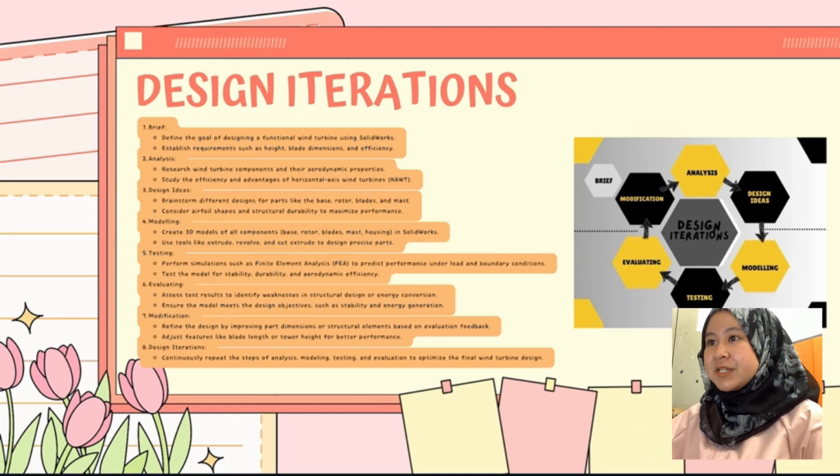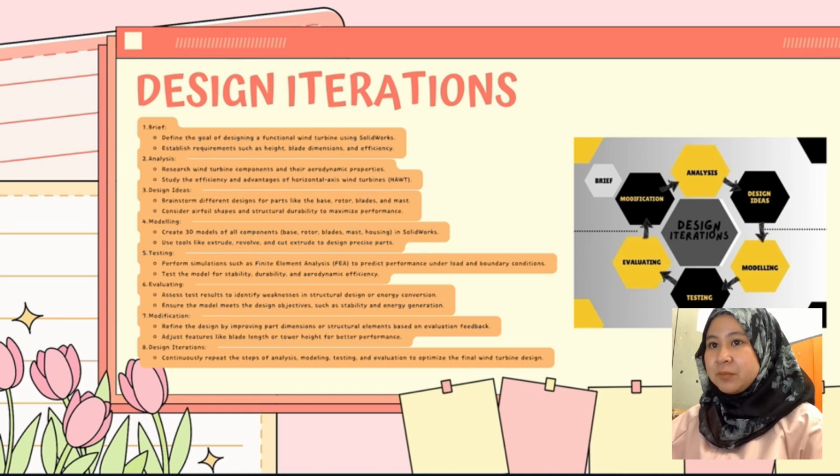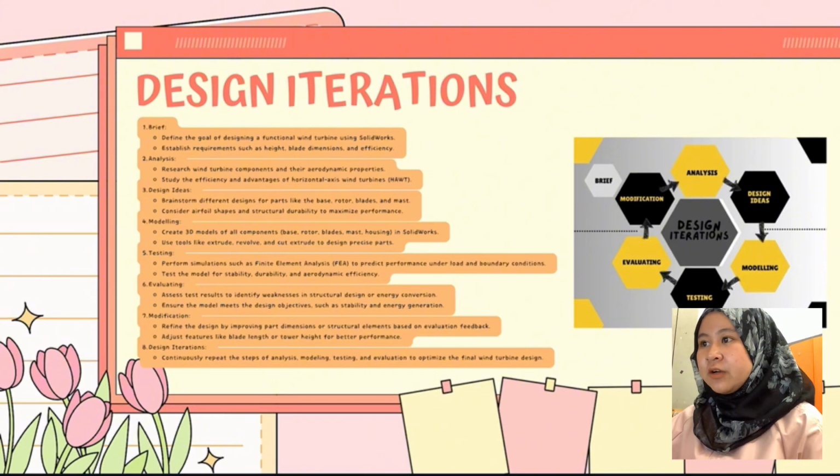For the design iterations, the first is brief, which is we define the goal of designing a functional wind turbine using SolidWorks, and we establish requirements such as height, blade dimensions, and efficiency. Second is analysis. We research wind turbine components and their aerodynamic properties. We also study the efficiency and advantages of horizontal axis wind turbines.